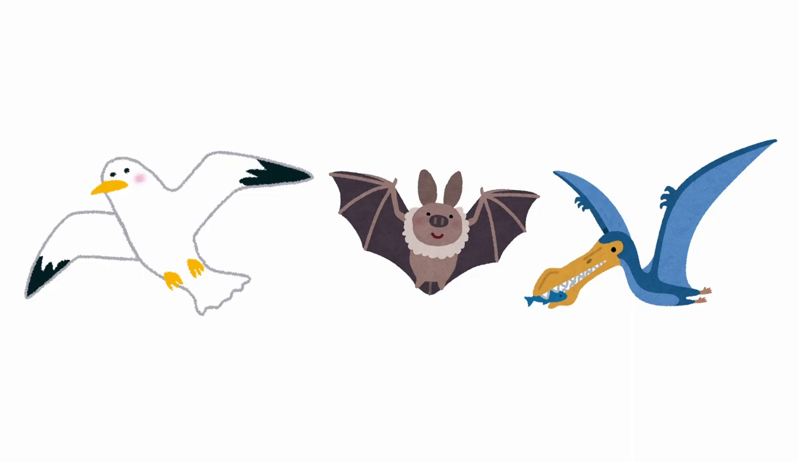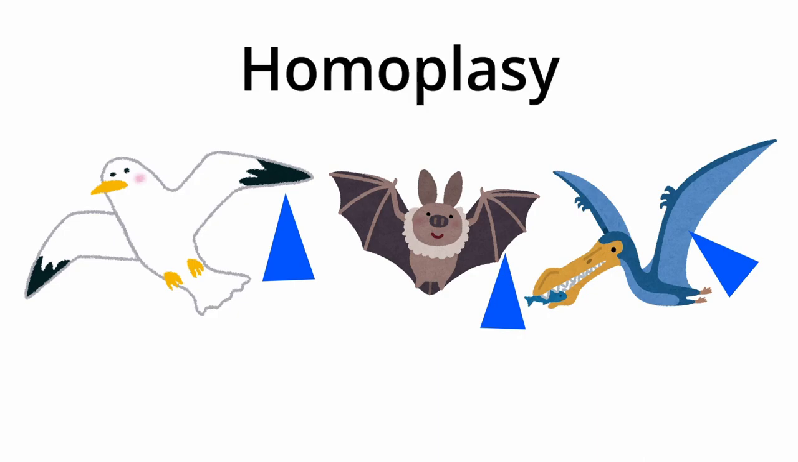Right, so homoplasy is like this: the bird wing, bat wing and the flying dinosaur's wing. They are homoplasy. All of them have the same function, but they do not share the closest latest common ancestor, or most closely related common ancestor. Then they are recognized as homoplasy, right?